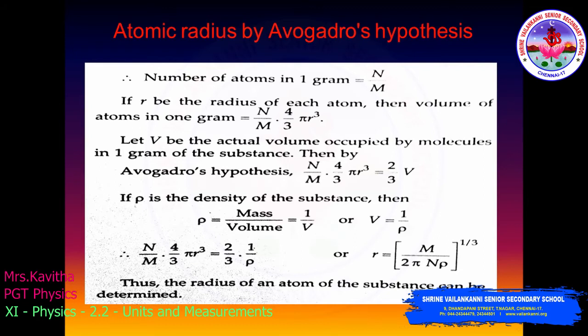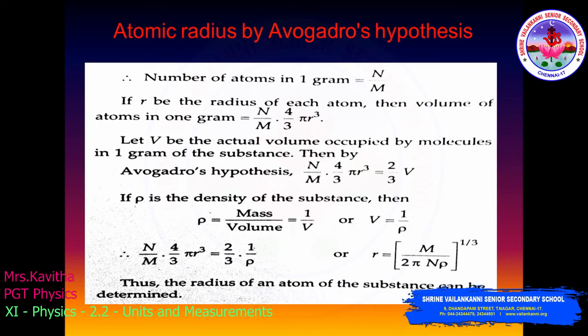Let m be the molecular mass of the substance, and then m gram of the substance will contain N, that means the Avogadro number. The value of the Avogadro number N is 6.023 into 10 power 23. The number of atoms in 1 gram is N by m. If r is the radius of the atom, the volume is the number of atoms into v, so N by m into 4 by 3 pi r cube. So that is the volume.